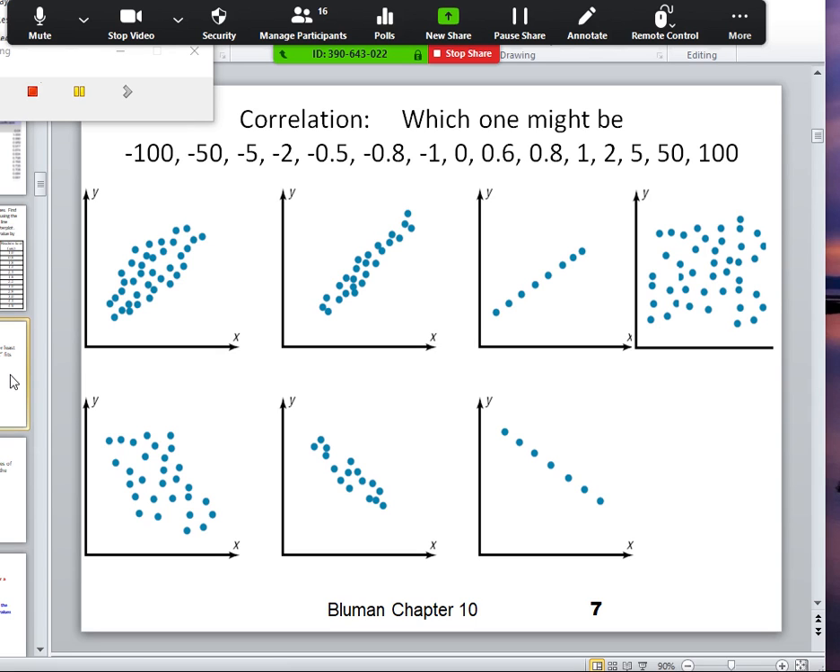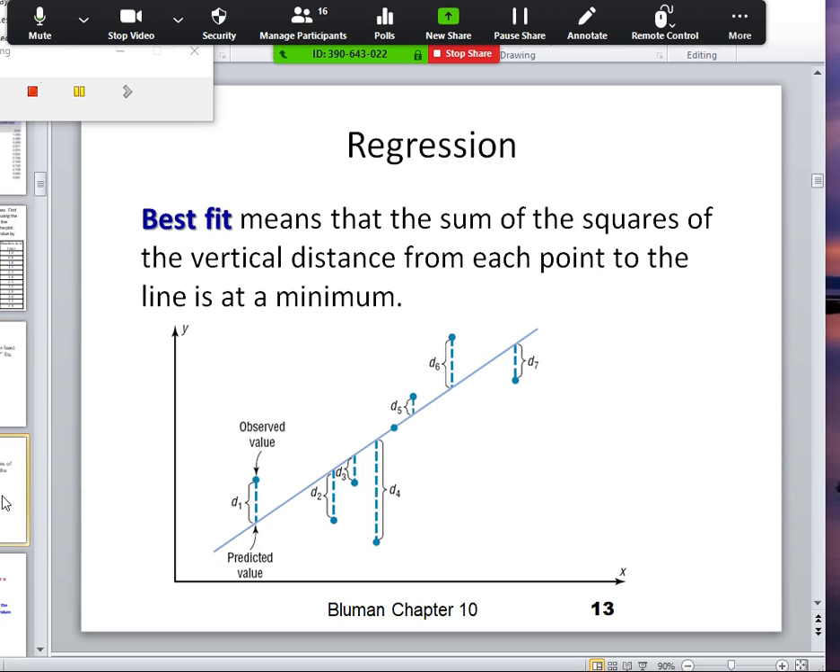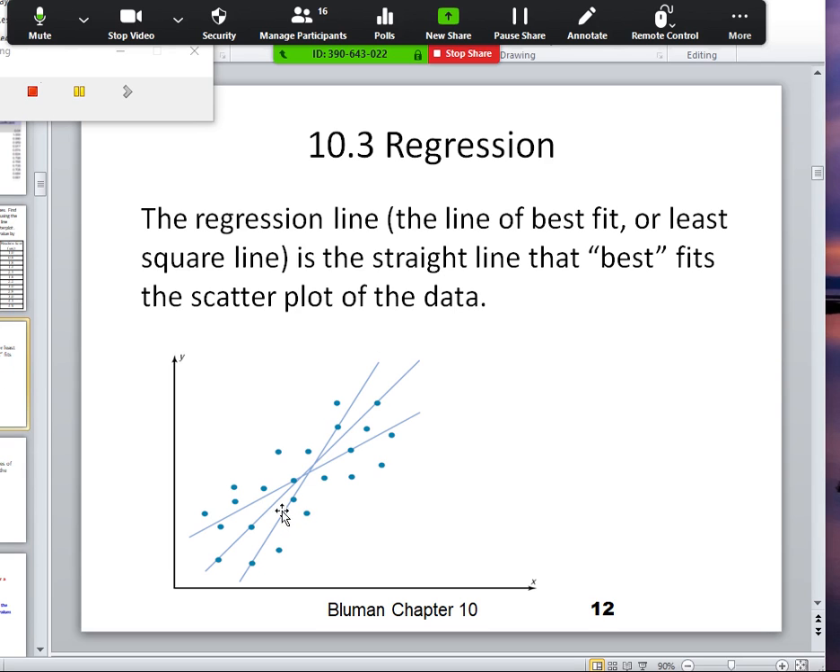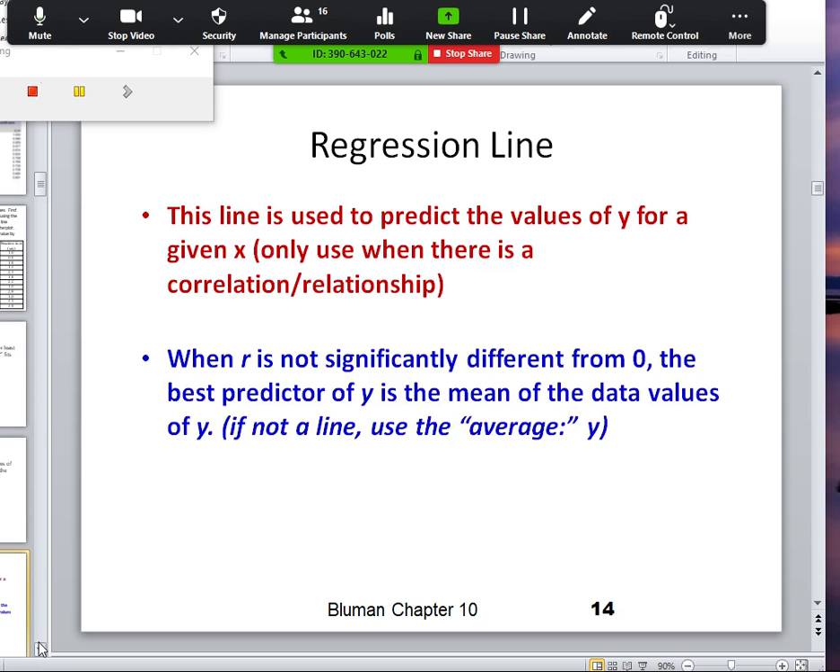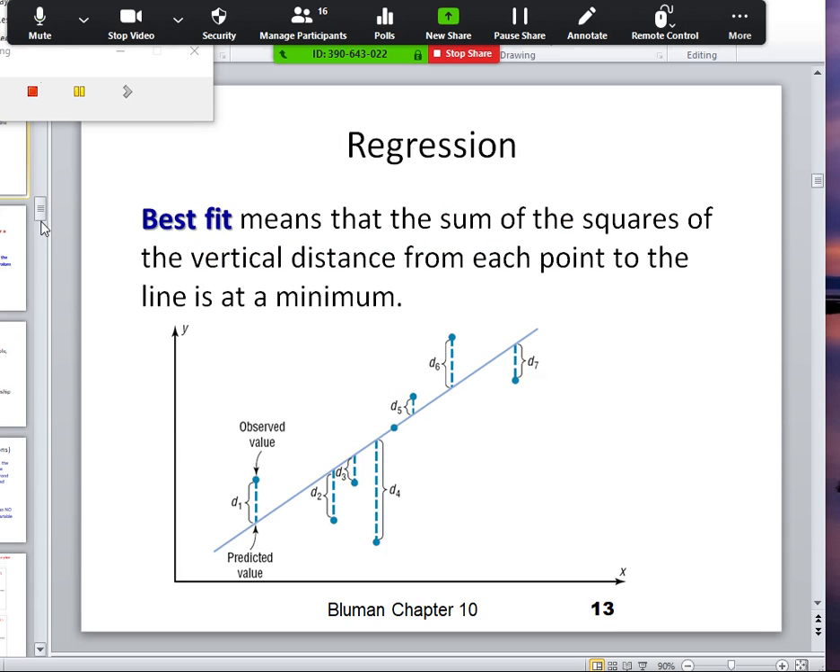That line we found a second ago, y equals a plus bx, is our regression line. It's a line of best fit. In other words, if we took every single point and figured out how far it was up and down to that line, squared all those distances and added them, the line that gives us the smallest sum is our linear regression line of best fit. There are billions of lines you can draw through this.